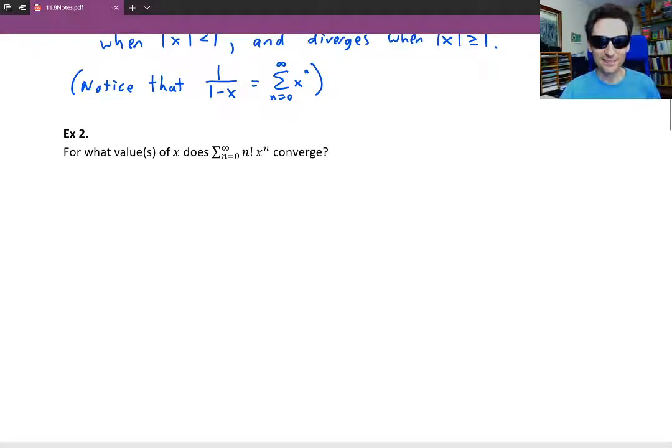Hello and welcome back. Let's take a look at example 2. Example 2 says, for what values of x does the series n equals 1 to infinity of n factorial times x to the n converge?